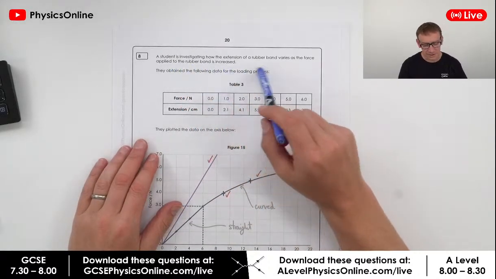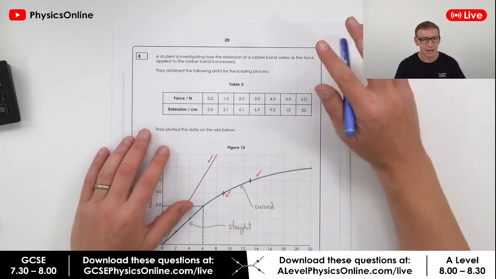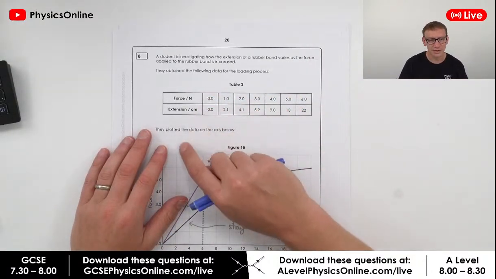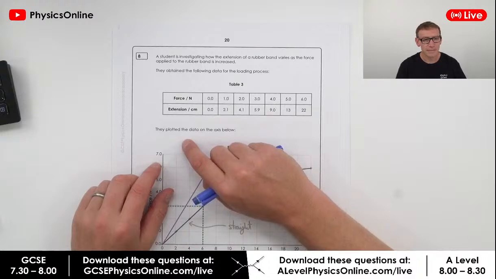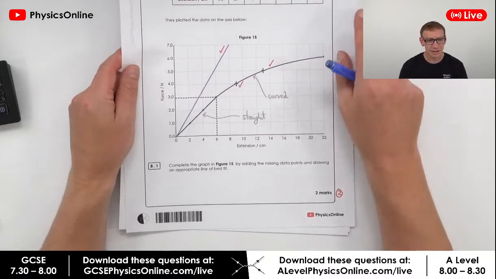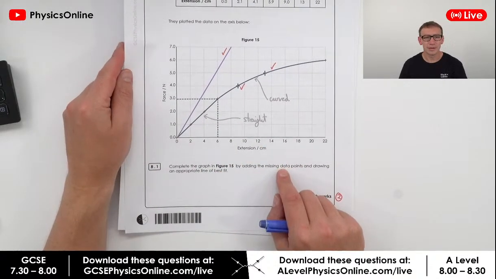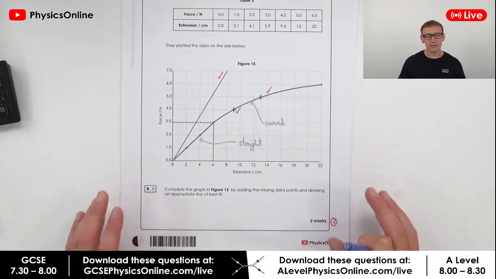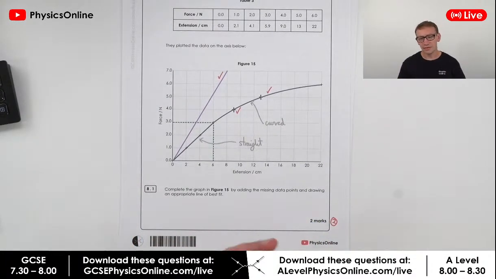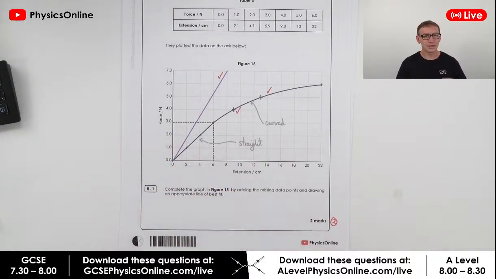A student is investigating how the extension of a rubber band varies as the force applied is increased. And here we have some data, force and extension. Now the first thing to do is they need to plot some data. So the first question is completing the graph that's shown here, adding the missing data points and drawing in a line of best fit. When you get a question like this, most of the time at GCSE and A-level, they just want to see: can you plot data, can you draw an appropriate line of best fit?